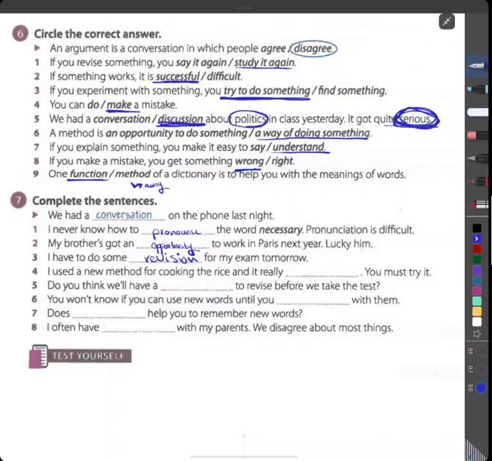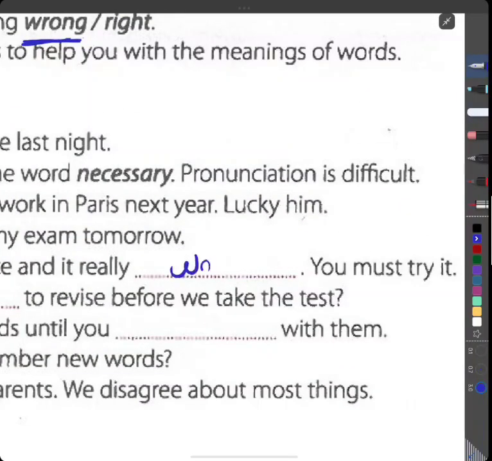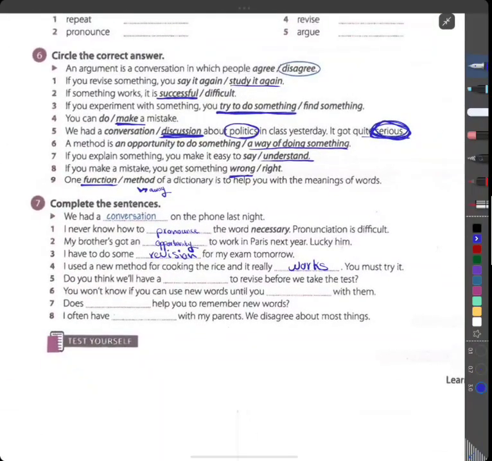Okay? Revision for my exam tomorrow. I use a new method for cooking the rice and it really works. You must try it. You think we'll have something to revise before we take the test?